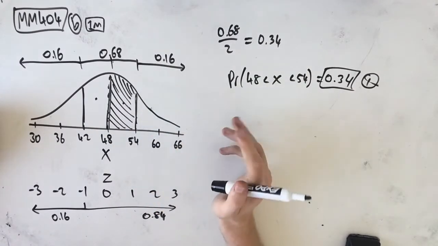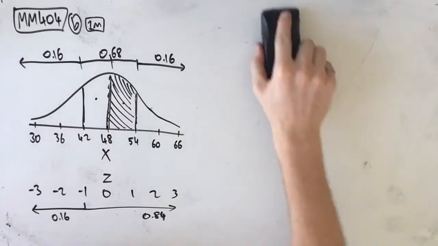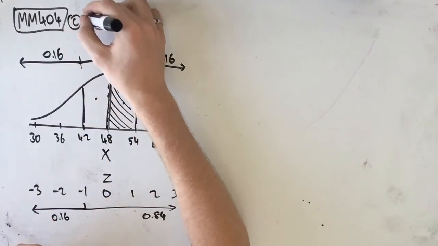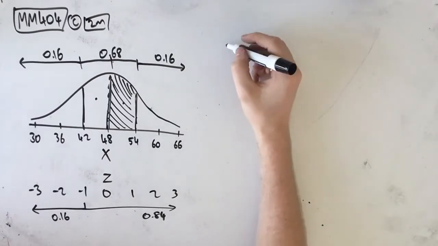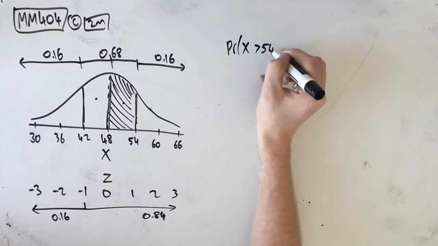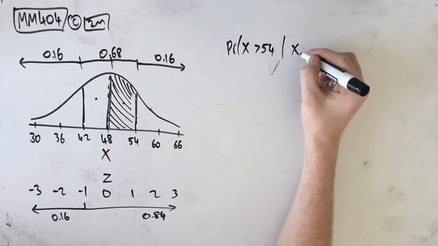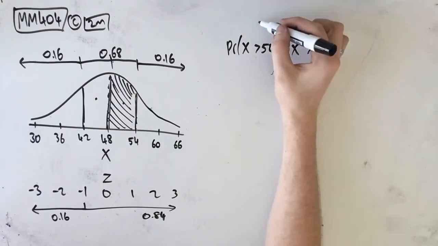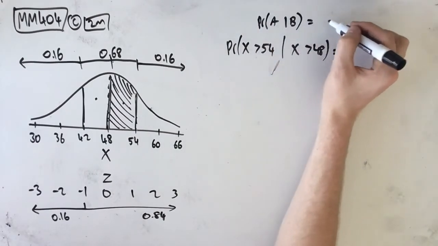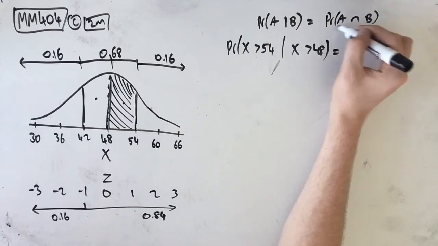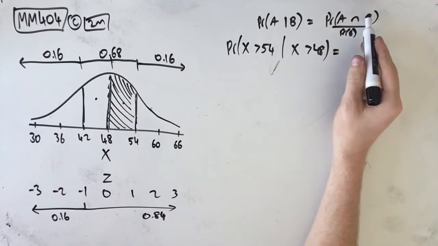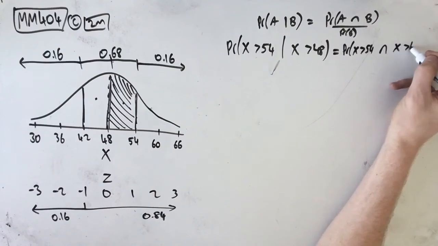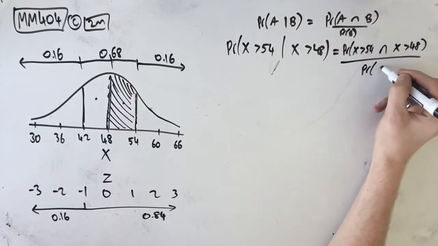So that's it for part B. Let's move on to part C. Part C brings in conditional probability within our normal, and this is 2 marks. We're asked to find the probability that x is greater than 54, given that x is greater than 48. Awesome. So, according to our given formula, which says that the probability of A given B, as I'm sure you've seen before, is the probability of A intersect B over the probability of B, we're looking for the intersect of these two. So, the probability that x is greater than 54 intersect x is greater than 48 over the probability that x is greater than 48.